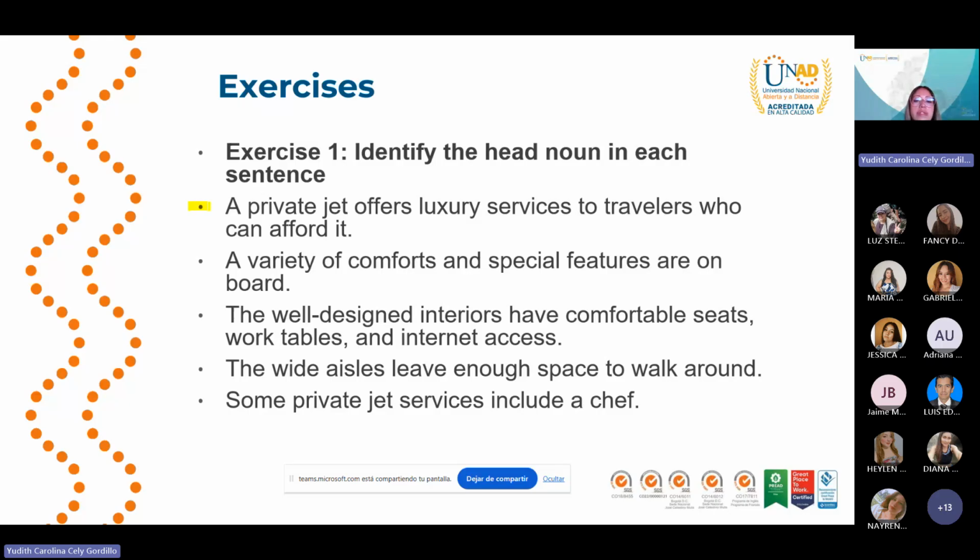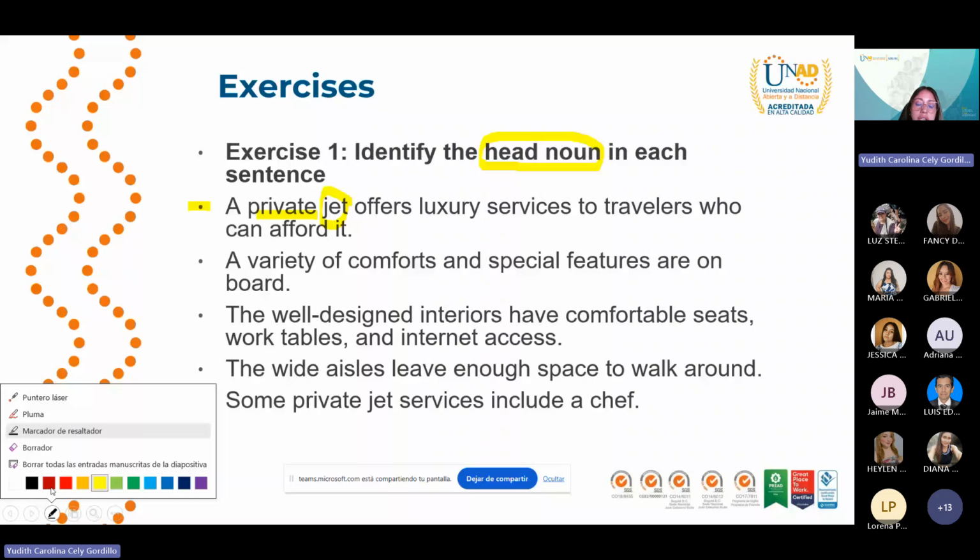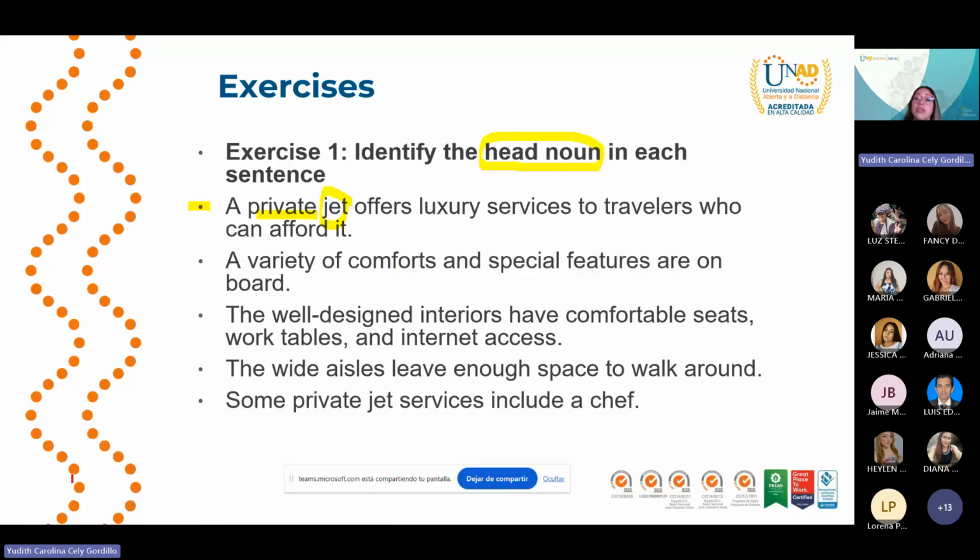What is the head noun in the first statement? What do you think is the head noun? What is the most important part in this statement? What about the noun? Private jet. That's all right. Private is like an adjective. This is a determiner, but the word is jet. This is the word you are going to use, because we speak about the jet.